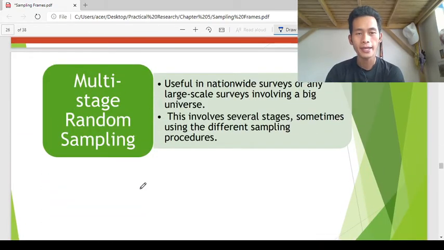Last is multi-stage random sampling. Multi-stage random sampling is applicable or useful in nationwide surveys or any large-scale surveys involving a big universe. It is applicable when the population is very large, like entire nationwide surveys. For example, the surveys conducted by the SWS, the Social Weather Stations, and Pulse Asia, which are nationwide surveys.